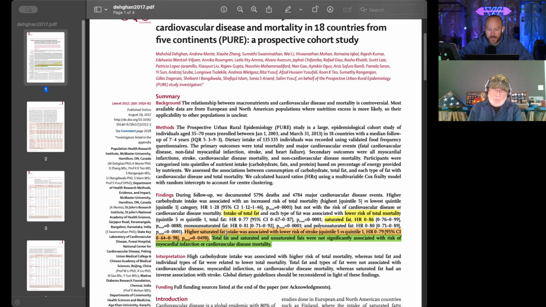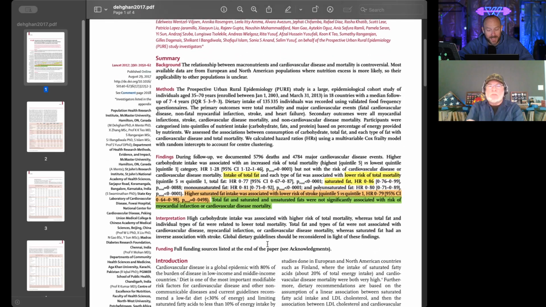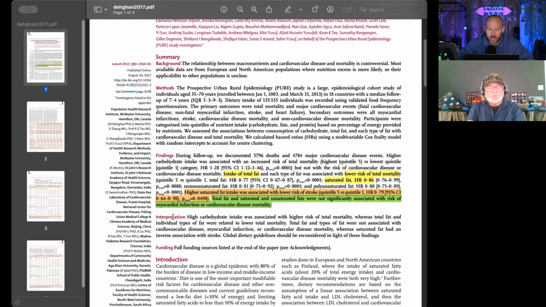And they see higher saturated fat intake associated with lower risk of stroke. This is quintile 5 versus quintile 1, so the most amount of saturated fat versus the lowest amount. And then total unsaturated fat and unsaturated fats were not significantly associated with risk of myocardial infarction or cardiovascular disease mortality. And at the conclusion here, they have the interpretation down here.